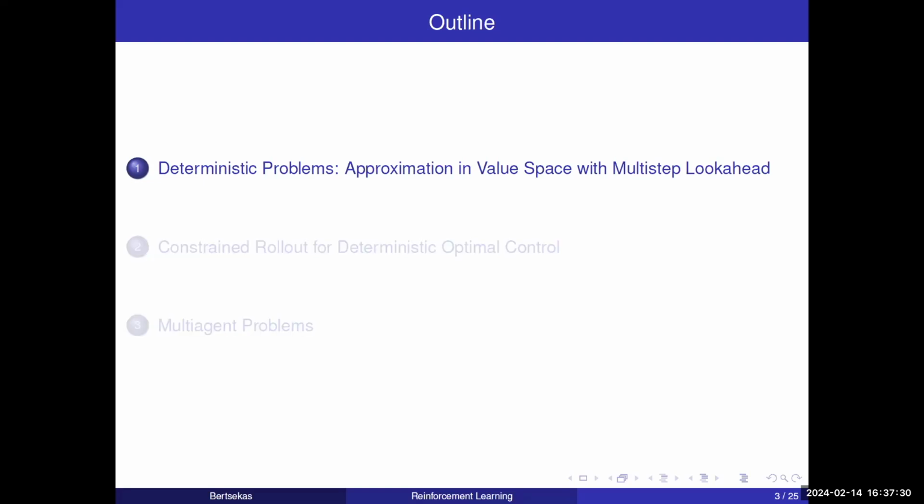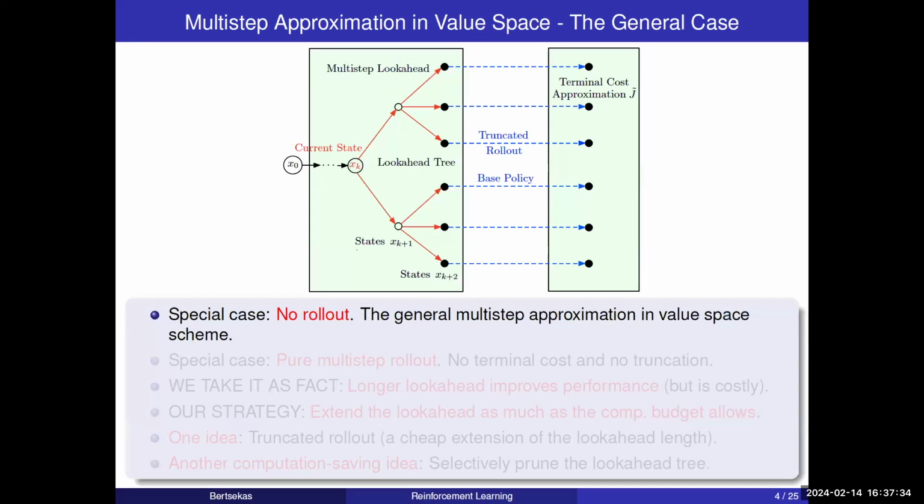Okay, so first we'll focus on multi-step lookahead. Okay, so this is the general case for multi-step approximation in value space. So this is the exact same figure that we saw before regarding the architecture of AlphaZero. We start at some initial state and we build a trajectory up to a current state xk. And then we do a multi-step lookahead. So this is a multi-step lookahead tree.